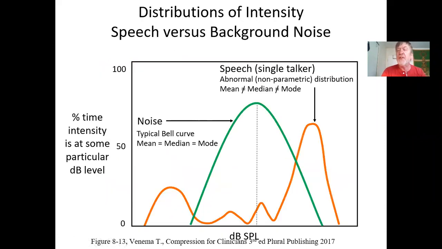And if you take a look at a statistical distribution of noise compared to speech, with noise as the green, most of its intensity is at some specific dB SPL. Look at the axes here. The horizontal is decibels, from soft on the left to loud at the right. And the vertical is the percent of times that the noise is at any one particular intensity. With most background noise, it'll be at some noise intensity, look at my dotted line, most of the time.